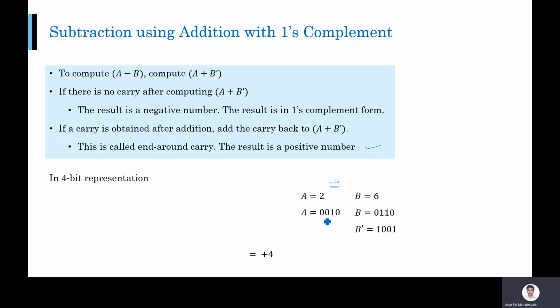So what is A minus B then? 0, 0, 1, 0 plus 1, 0, 0, 1. I do this operation. 0 plus 1 is 1, 1 plus 0 is 1, 0 plus 0 is 0, 0 plus 1 is 1. So there is no carry. If there is no carry after computing A plus B dash, the result is a negative number. You have 1 as the first bit, which indicates that it's a negative number already. And the result is already in its one's complement form. So 1, 0, 1, 1 is nothing but minus 4.